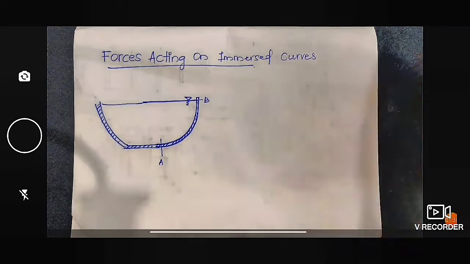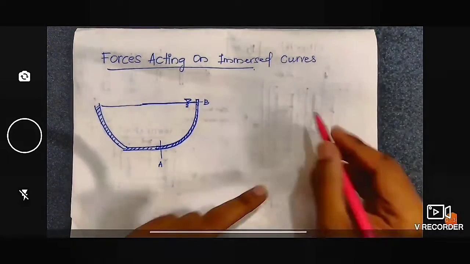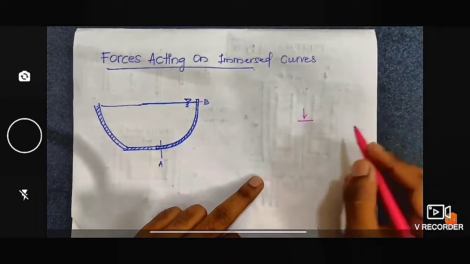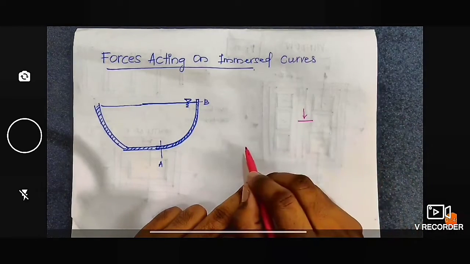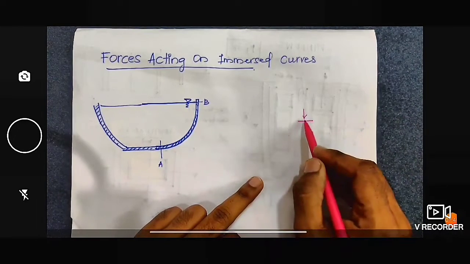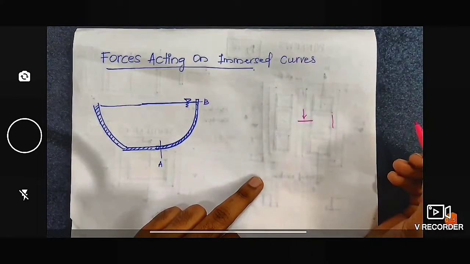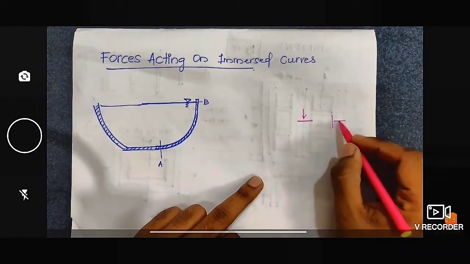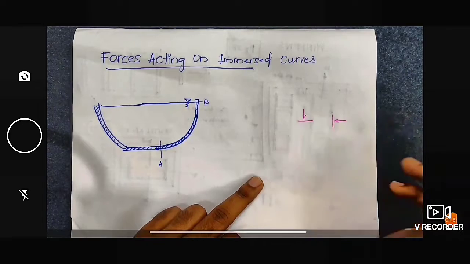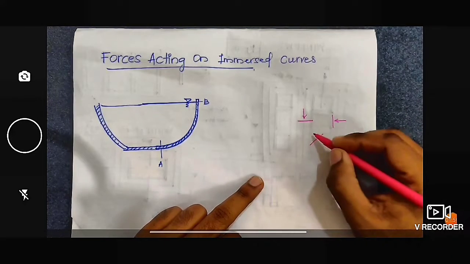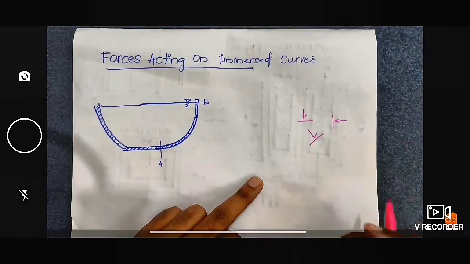So we know this. Earlier I said that if you have any surface, the pressure will always be acting perpendicular to it. For example, if you have a horizontal surface, the pressure acting on it will be vertical. Similarly, if you have a vertical surface, then the force acting, the liquid pressure, will be perpendicular to it. Similarly, if you have an inclined surface, then also the pressure acting will be perpendicular to it.